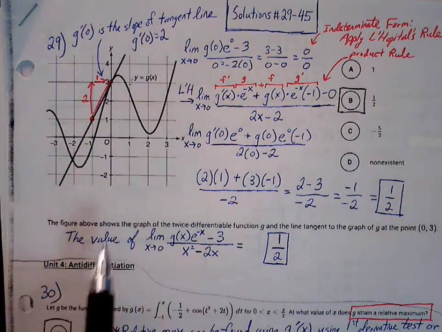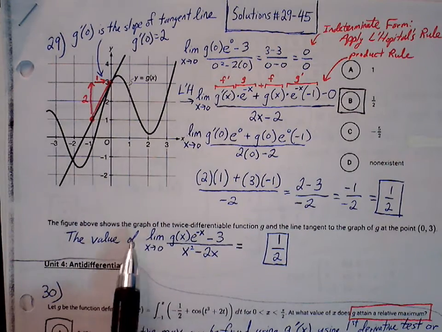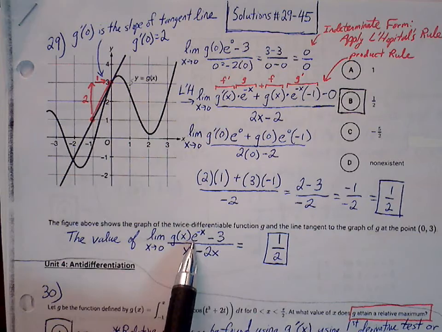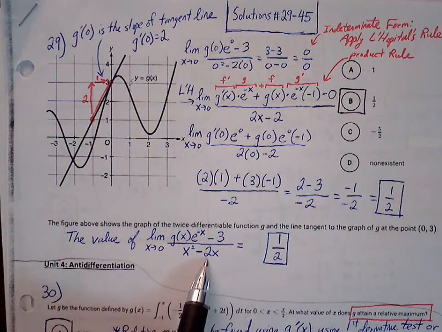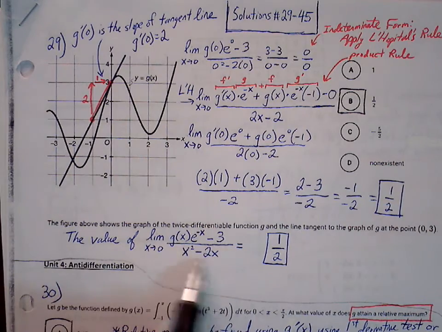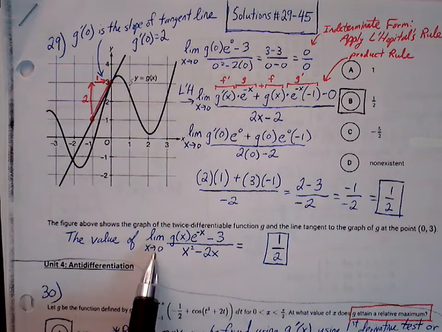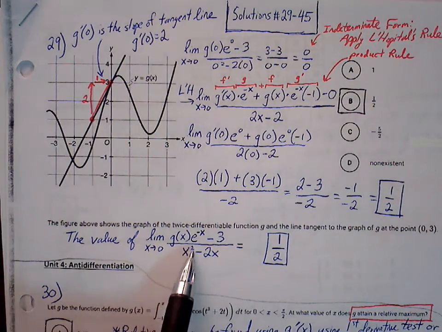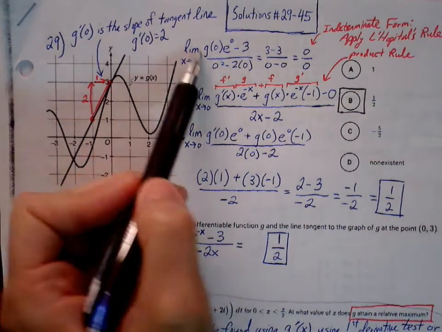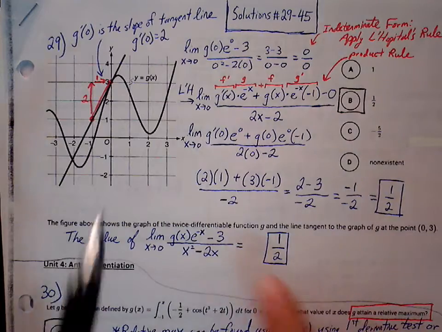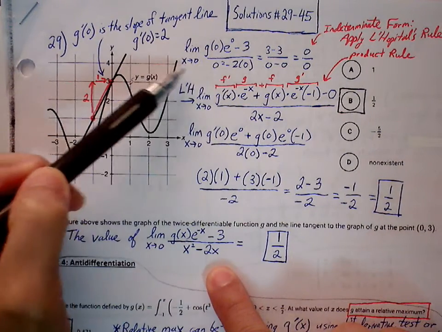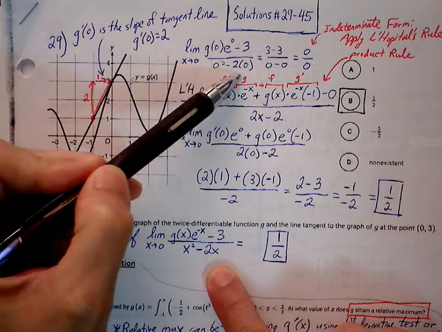Okay. So the question says, find the value of the limit as x approaches 0 of g of x times e to the negative x, minus 3, over x squared minus 2x. Anytime we see a limit expression that we want to evaluate, we just plug in 0 and see what that gets us. So we plug 0 in for x. When I plug 0 in for x, I get g of 0 times e to the 0 minus 3 over 0 squared minus 2 times 0.